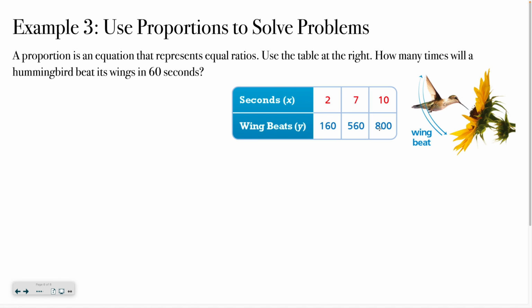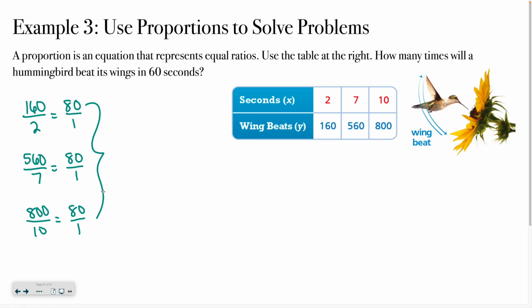So the first thing we want to do is confirm, is this actually a proportional relationship? If I were to check that, I would take my wing beats and divide by the number of seconds. So 160 over 2, that's going to be 80 over 1. If I were to take 560 and divide by 7, that's going to be 80 over 1. And you can use a calculator on this. If I have 800 over 10, again, that's going to equal 80 over 1. So since these are all equal, I know it is proportional.